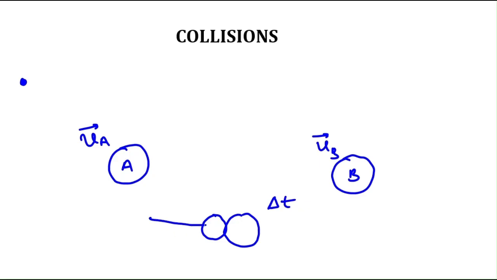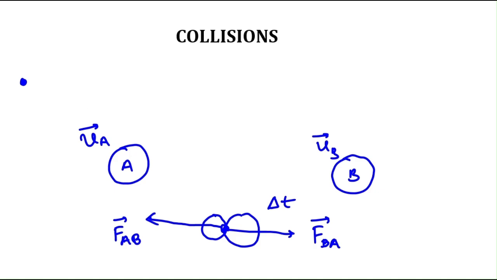During this time, there will be a force on body A, let's say it is FAB, due to B, and at the same moment, there will be a force on body B due to body A. So let's write it FBA. And now we can write a formal definition for collision. Two bodies come into direct physical contact, applying forces on each other for a very short interval of time. This phenomenon, we can say, is collision.